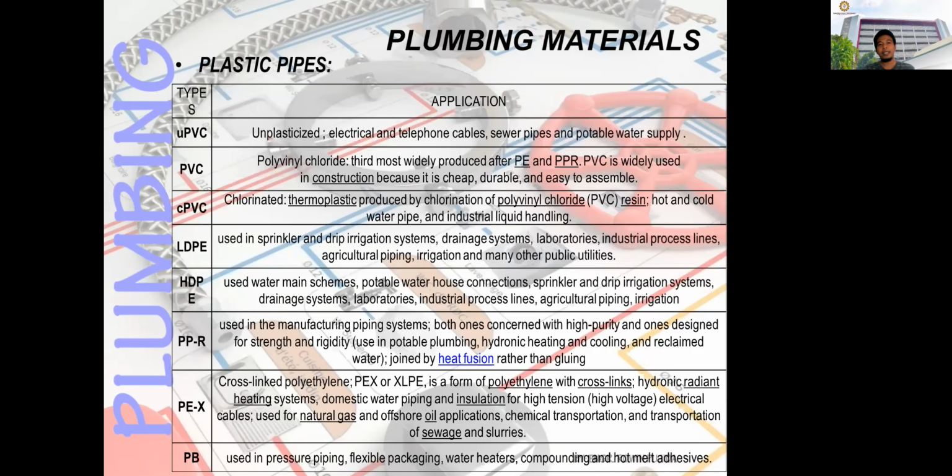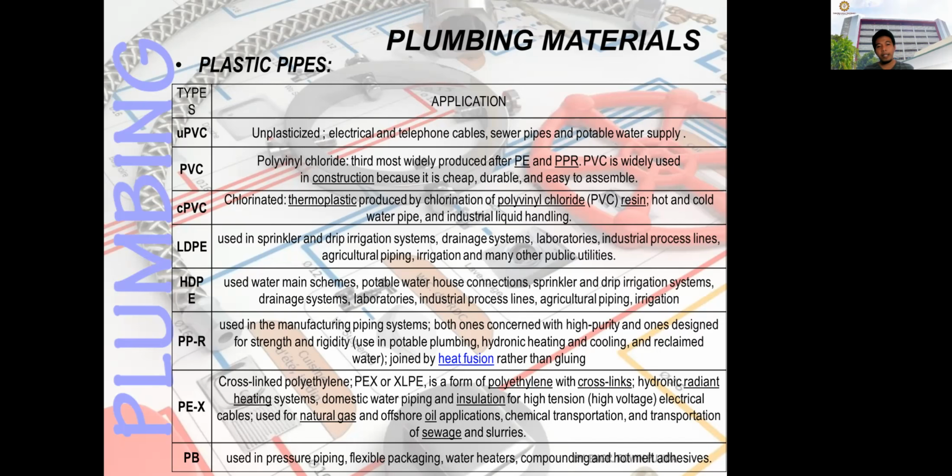Okay. So these are the plastic pipes, and you have there the Type S pipes and their application. You just go through with it since I already gave you these slides. So you have this Type S pipes, UPVC, that is unplasticized, and that's the application. And then the PVC, you have the polyvinyl chloride, CPVC, that is chlorinated polyvinyl chloride.